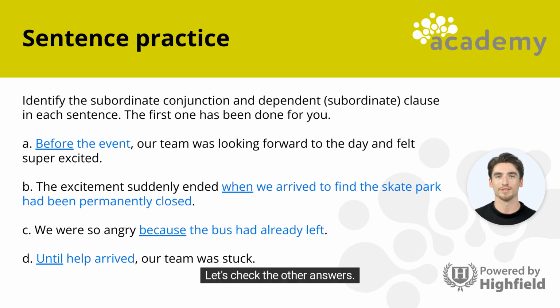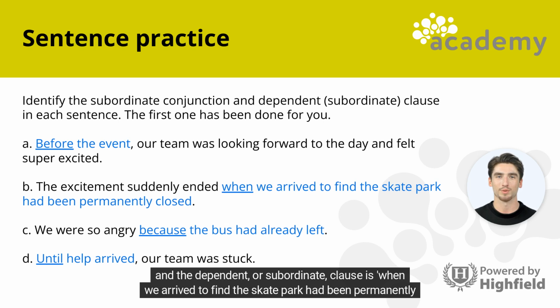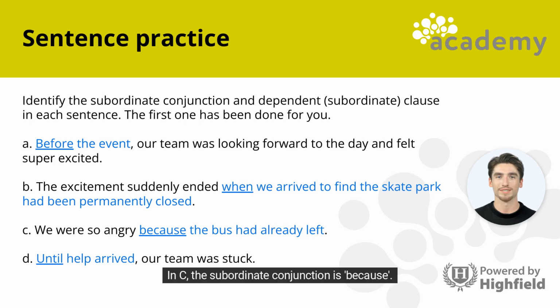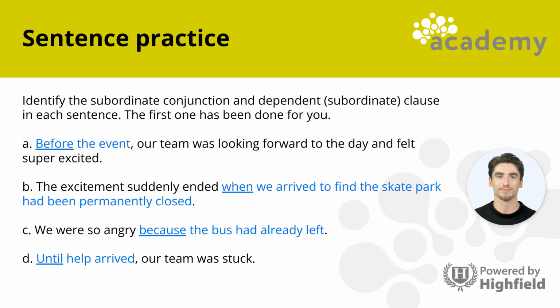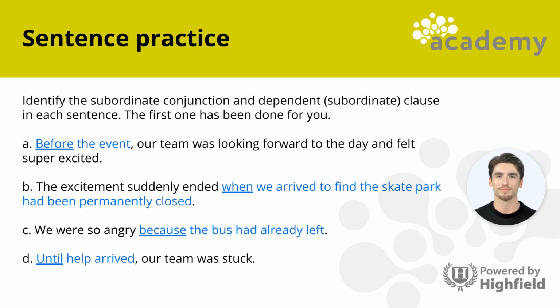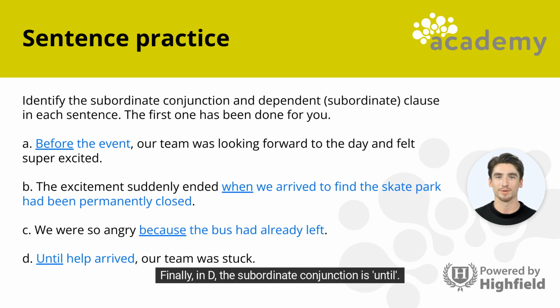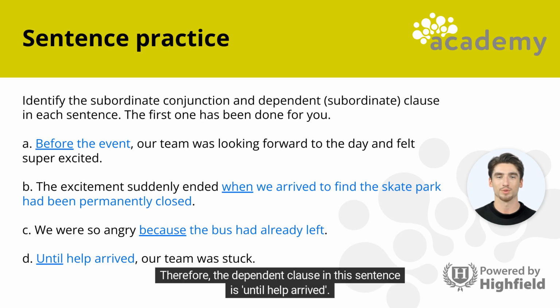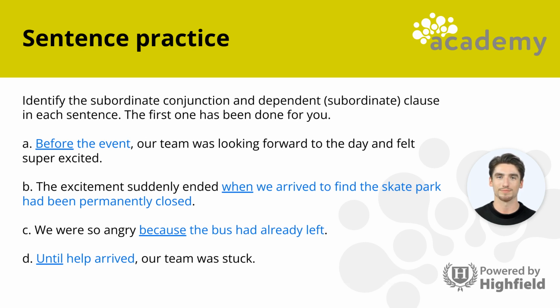Let's check the other answers. In B, the subordinate conjunction is when, and the dependent or subordinate clause is when we arrived to find the skate park had been permanently closed. In C, the subordinate conjunction is because. Therefore, the dependent clause is because the bus had already left. Finally, in D, the subordinate conjunction is until. Therefore, the dependent clause in this sentence is until help arrived.